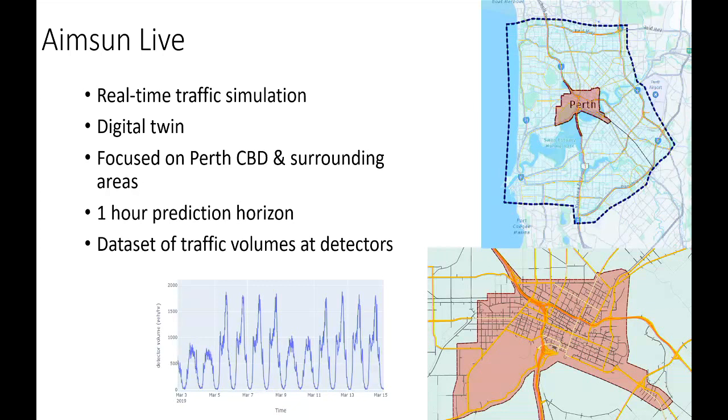Basically the way this model works is that it's going to predict traffic 1 hour ahead. And the idea would be that if I have some prediction of what's going to happen, I can better implement whatever control measures I want to do.